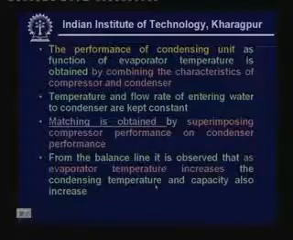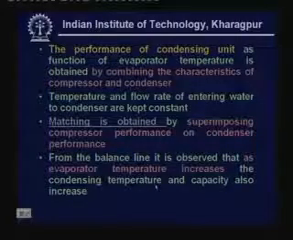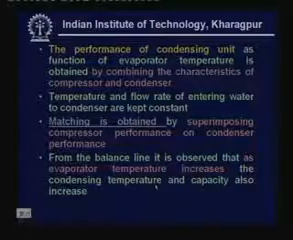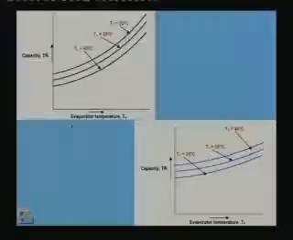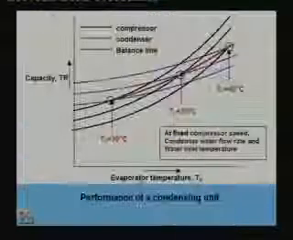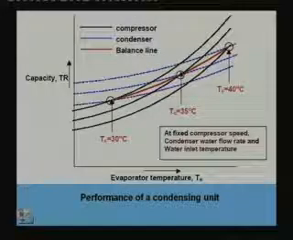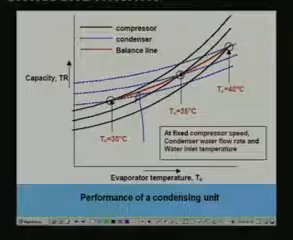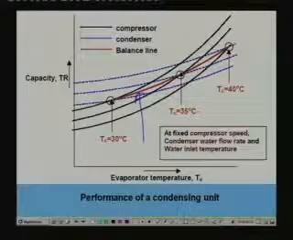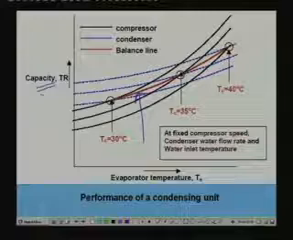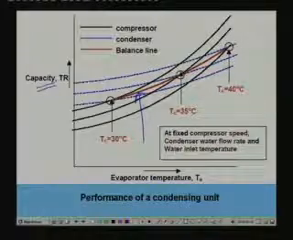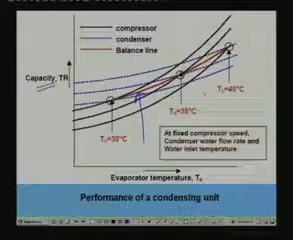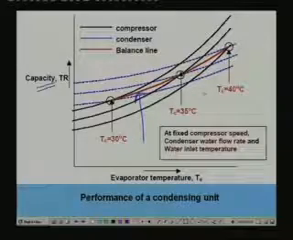So from the balance line, it is observed that as evaporator temperature increases, the condensing temperature and capacity also increase, so that you can see here. So from this red line, that is the balance line, you can see that as the evaporator temperature increases, the capacity increases. Okay. At the same time, as the evaporator temperature increases, the balance condenser temperature also increases. Okay, and we know the reasons why this happens.